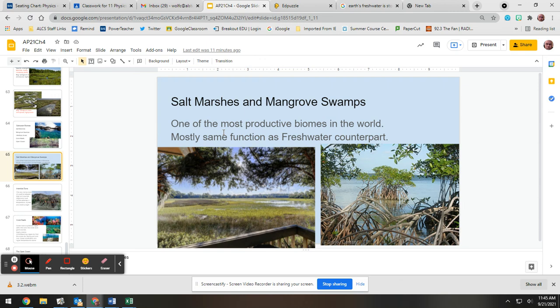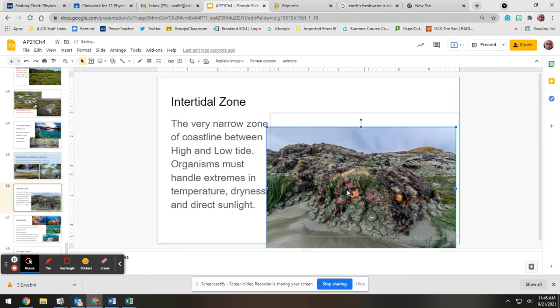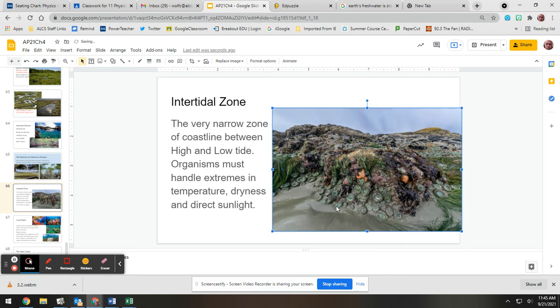Extremely productive, these guys are. You get your intertidal zone. This is a very narrow area where high tide and low tide exist. And all these critters in this picture have to be able to handle drying out for part of the day and being in the blazing sunlight for part of the day. Because let's face it, there's no shade on the beach. And so they're getting burnt up in between. So they have to be able to handle that. And that's why you have a very narrow group of species that can even handle this intertidal zone.